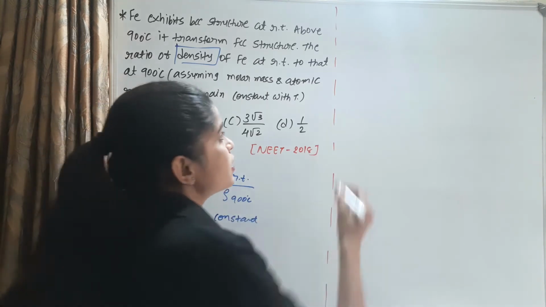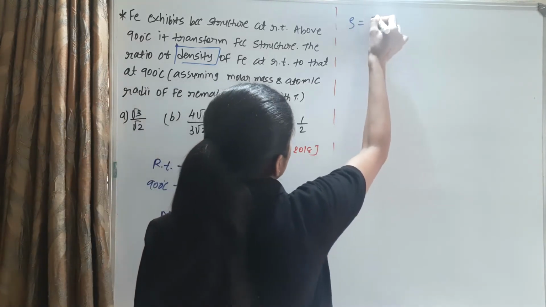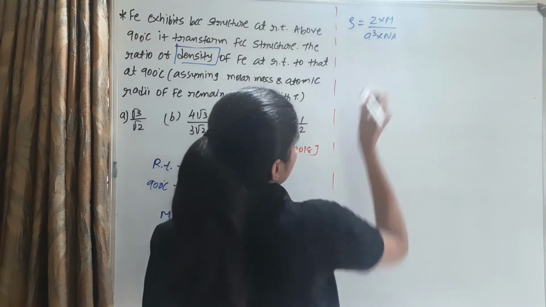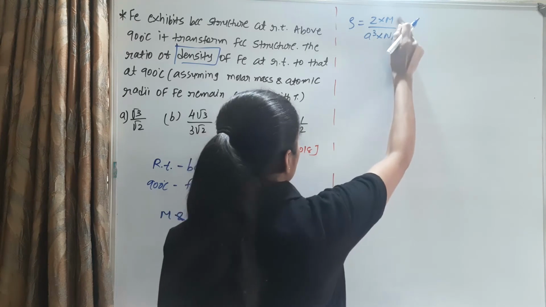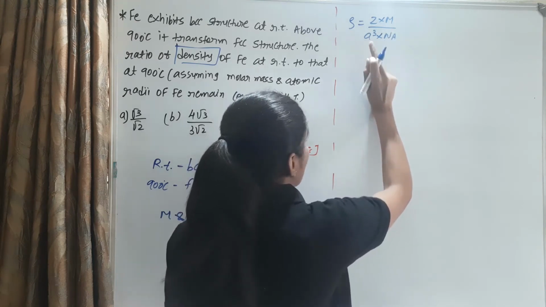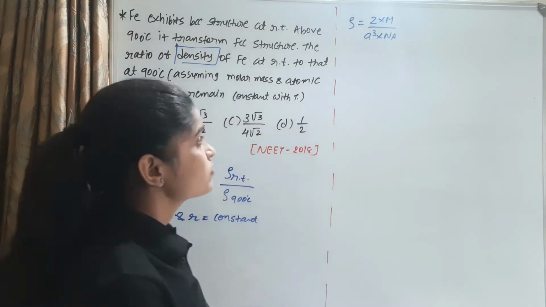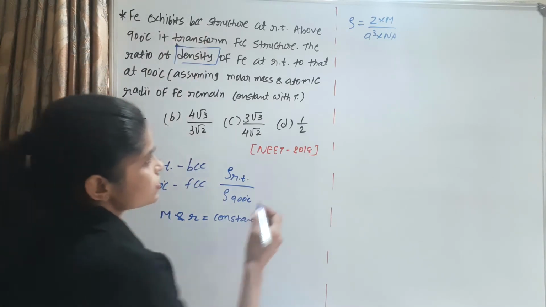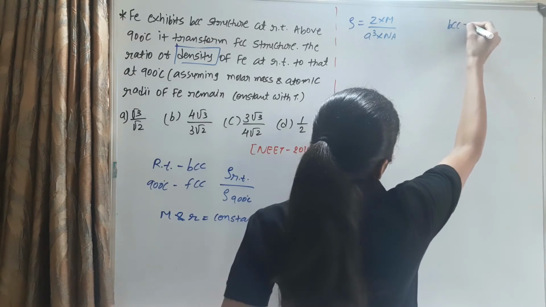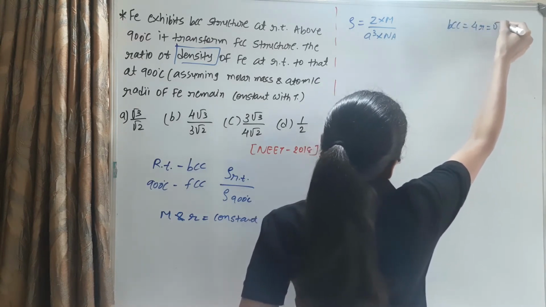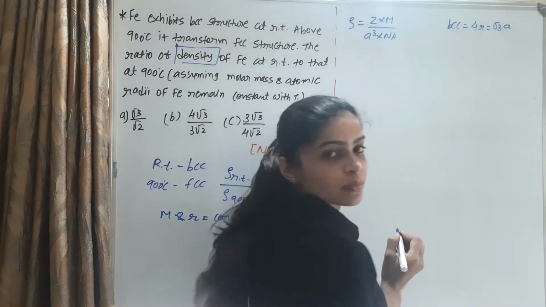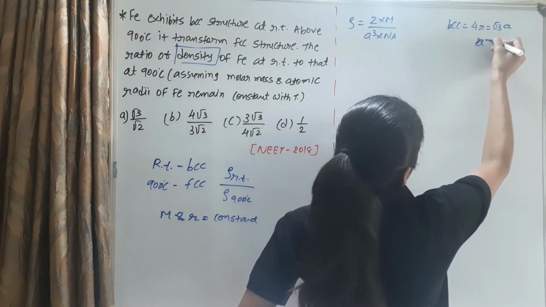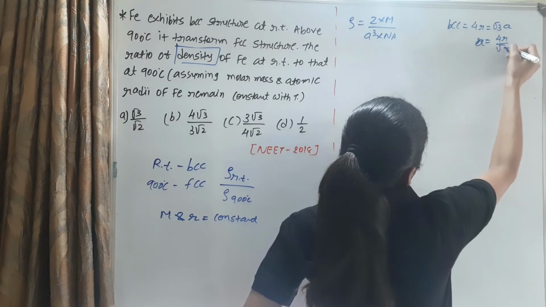We know that rho is equal to Z into M upon a cube into Na. Na is constant, M is constant, and the r value is constant. For example, this is the BCC structure. For the BCC structure, 4r is equal to root 3 a, so a is equal to 4r divided by root 3.